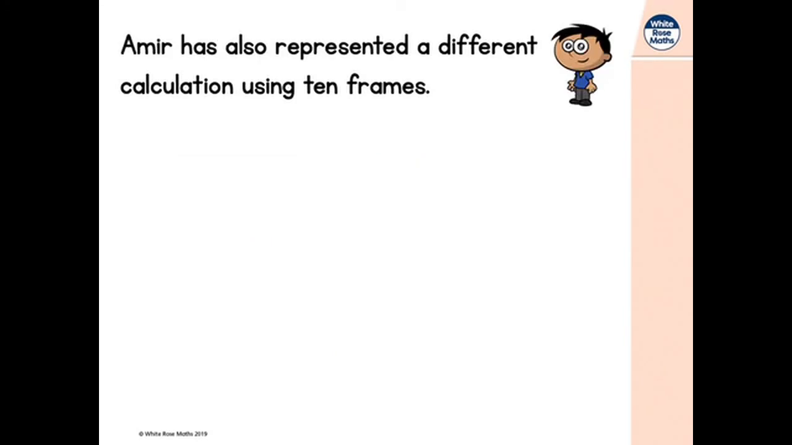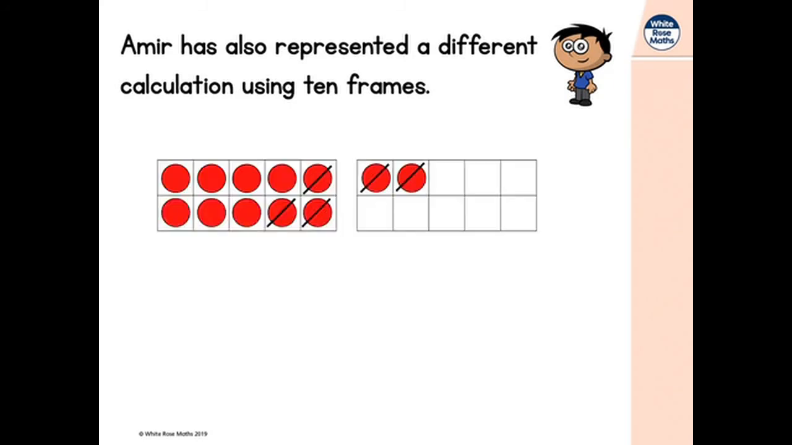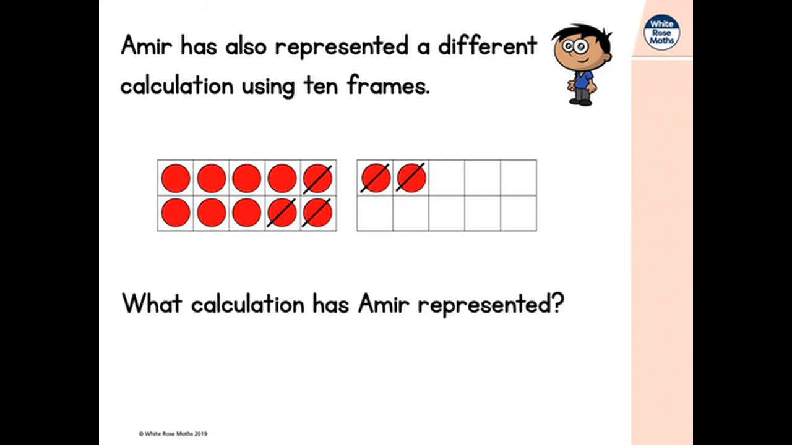Amir also represented a different calculation using 10 frames. Let's look at his. This reminds me of Rosie's. What calculation has Amir represented? Well, he only used red counters as well. How many did he start with? 1 full 10 frame and 2 more. That's 12 red counters. But he also crossed out some red counters. How many did he cross out? He crossed out 5. Amir was showing 12 subtract 5.